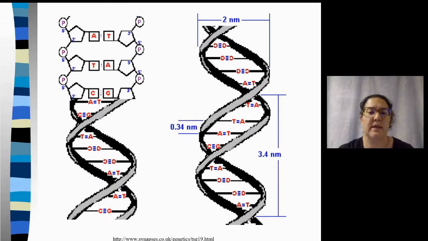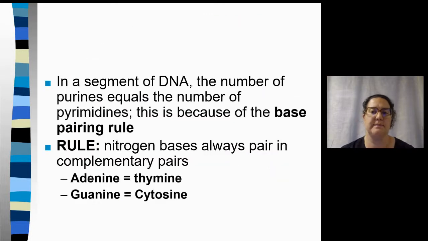Okay. So here we can see that our base pairs are complementary, our A's and T's complement each other, and our C's and G's complement each other, and that the distance between them all remains constant. In a segment of DNA, the number of purines equals the number of pyrimidines, and this is because of the base pairing rule. Nitrogenous bases always pair with their complement. So adenine and thymine are constant, and guanine and cytosine are constant.